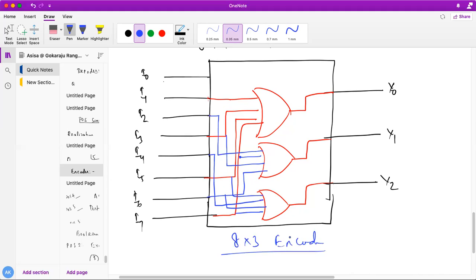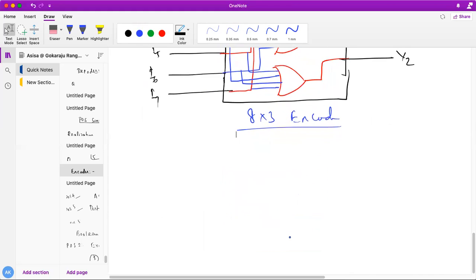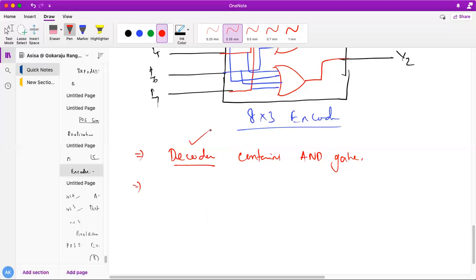Now I'll just conclude here. One more important thing: the conclusion for all that we have studied. In order to design a decoder, what does it contain in its internal circuit? A decoder contains all AND gates inside, which we saw yesterday, also known as a min-term generator or address generator. For the demux, we saw yesterday that it also contains only AND gates.